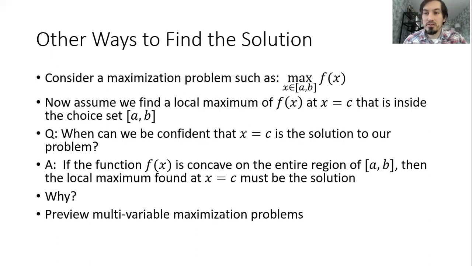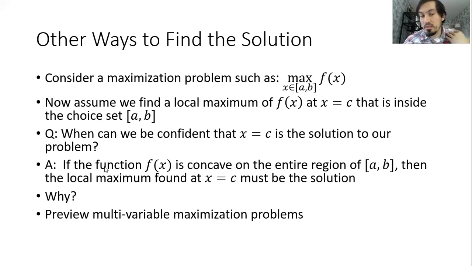Here's another way to find a solution to a problem like this. What if we had a maximization problem? Here's just a standard maximization problem. And then let's say you find a local max. How can you find a sufficient second order condition? So we know for certain you found a local max at x equals c, and that is inside the choice set A to B. When can we be sure that that's the solution to our original problem?